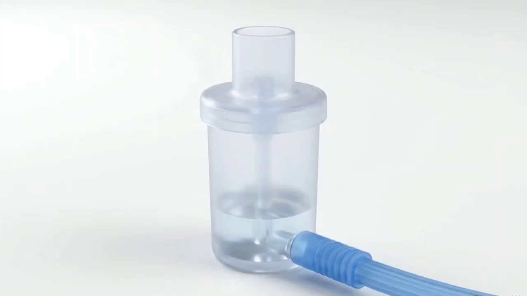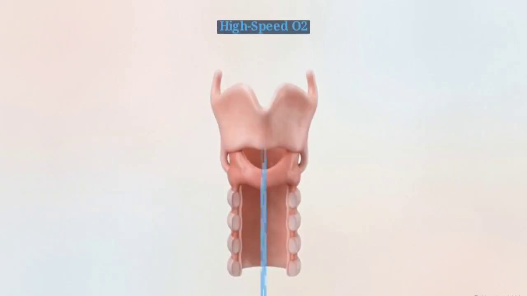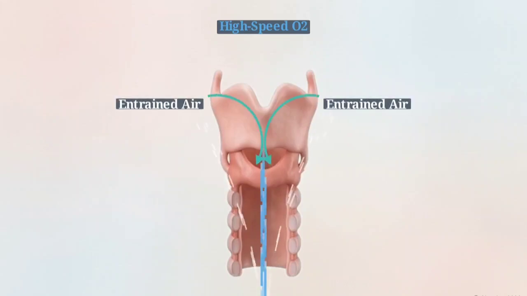This same Bernoulli vacuum is used in nebulizers, where fast-moving oxygen sucks liquid medication from a reservoir and breaks it into an inhalable mist. It is also the basis for jet ventilation, where high-speed oxygen delivered through a small catheter in the trachea entrains the surrounding air to ventilate the patient.